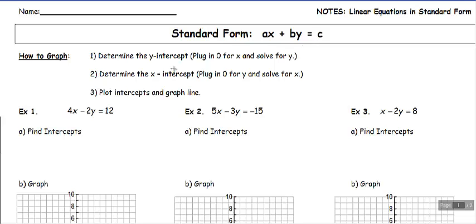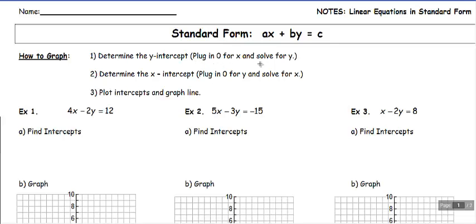So, how do we work with standard form? Well, let's take a look at our first example right here. 4x minus 2y equals 12. I know that's in standard form because we have the x term and the y term on the left side of the equal sign and a number on the right side of the equal sign. So I'm going to use the instructions here for how to graph that. So the first thing we want to do is determine the y-intercept. Now I can't just look at this like I was looking at slope-intercept form and know the y-intercept. I have to do some work.